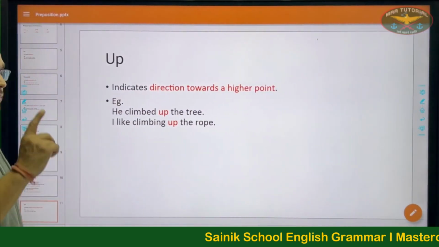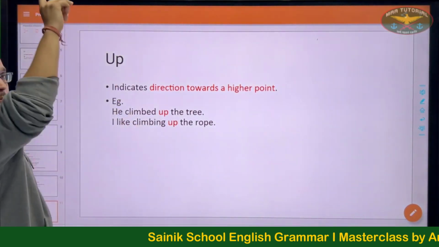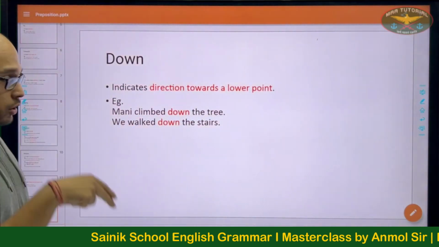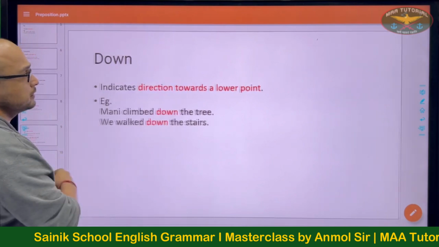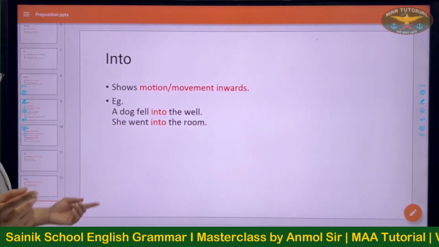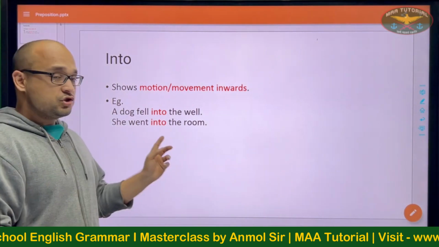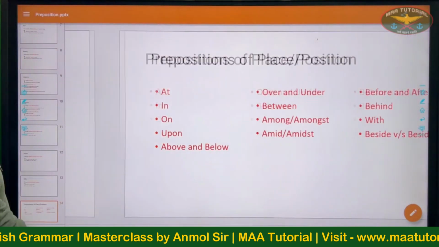Then we have up, which indicates direction towards a higher point, climbing up a tree, climbing up a rope. Down, direction towards a lower point, climbing down the tree or down the stairs. Then we have into, motion, movement inwards: fell into the well, she went into the room.